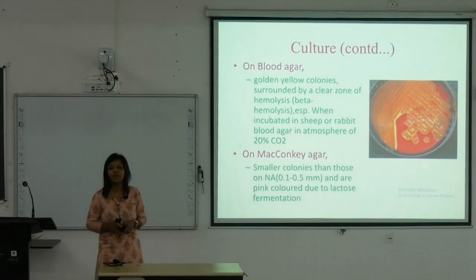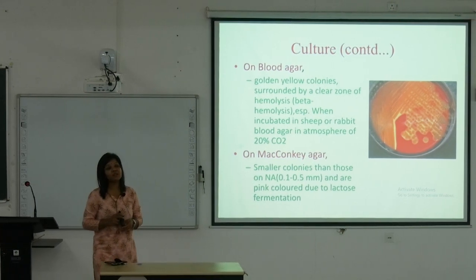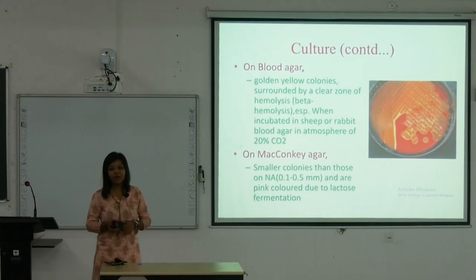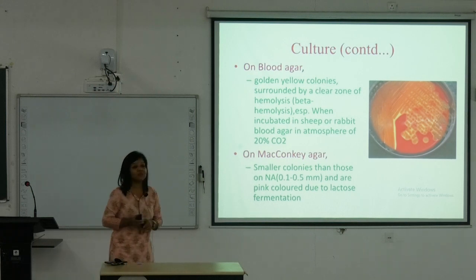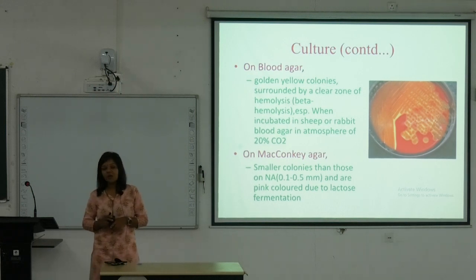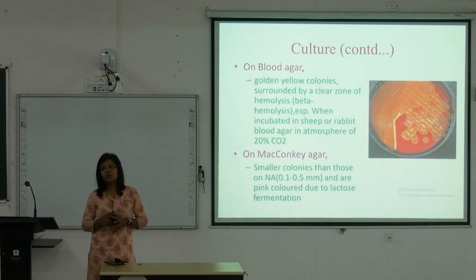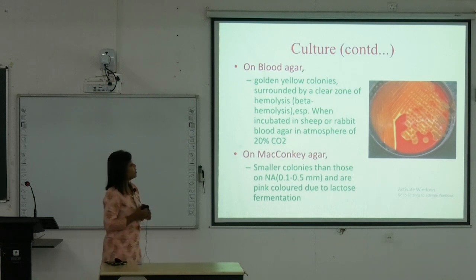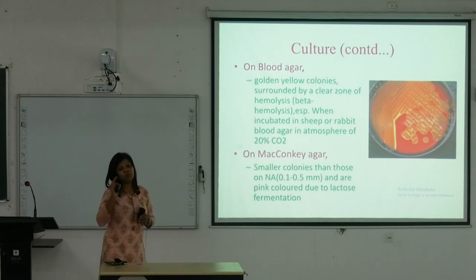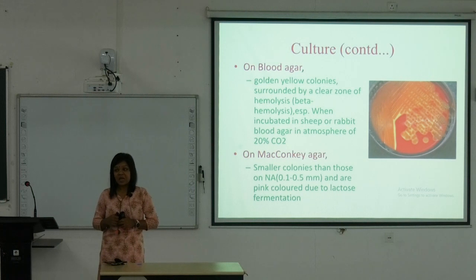What are the types of hemolysis? Not only alpha and beta, what else? Gamma and delta. Okay. So what type of hemolysis is this? Beta. What is alpha hemolysis? How does it look? Partial, and it will look green. Okay. And the most important one is gamma hemolysis.